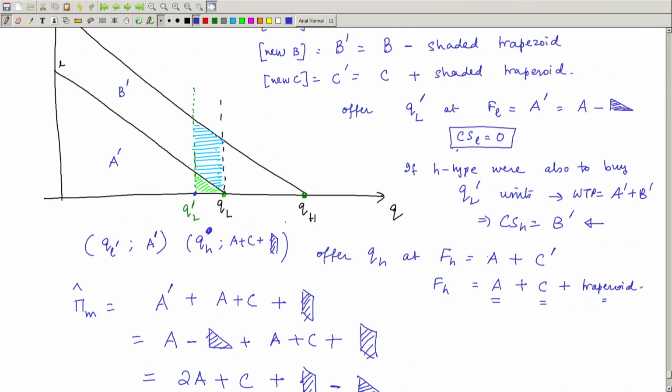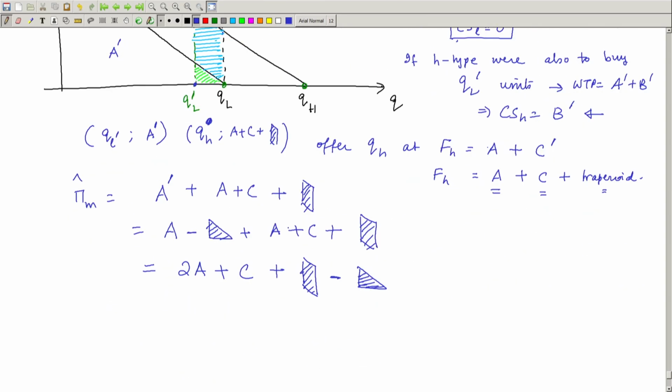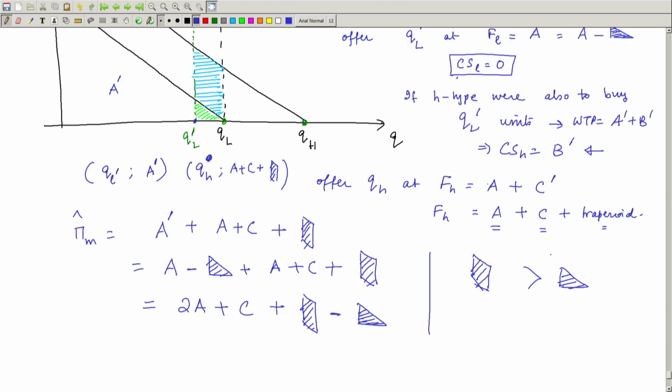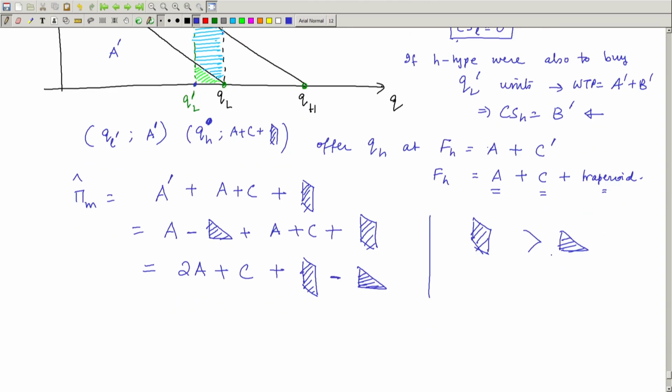But now, by reducing the quality that I am offering to the L type, my new profit is 2A plus C plus the difference between the trapezoidal and the triangular area. Now, clearly the trapezoidal area is greater than the triangular area. You can notice that the blue shaded area is greater than the green triangular area. So, that means that this whole thing is positive. So, this whole expression is now greater than 2A plus C. So, what have we done?